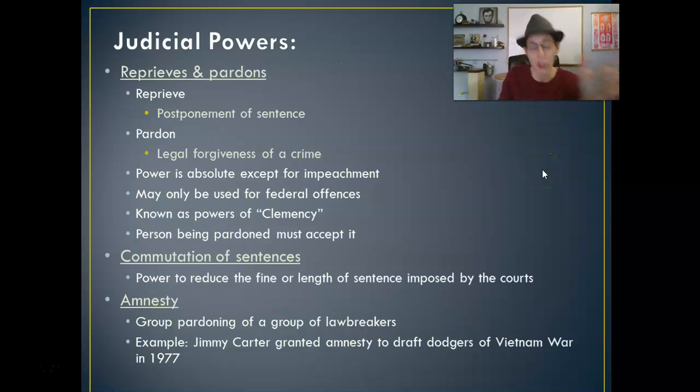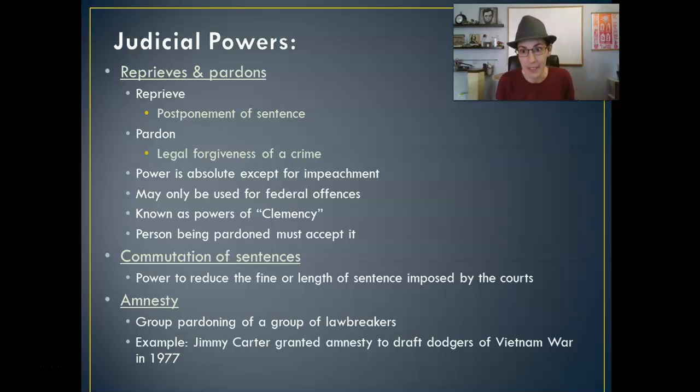He also has judicial powers, and these involve reprieves and pardons. He can postpone a sentence: you've been convicted of this crime and assigned this sentence. It doesn't clear your record, and it doesn't remove the possibility of you actually serving the sentence, but he can postpone it. He can pardon, which gets rid of it and legally forgives you from the crime. The power is absolute except for cases of impeachment. The president is not authorized to do that. It can only be used for federal offenses, so state offenses are not eligible for the presidential pardon. Instead, they are eligible for a governor's pardon.